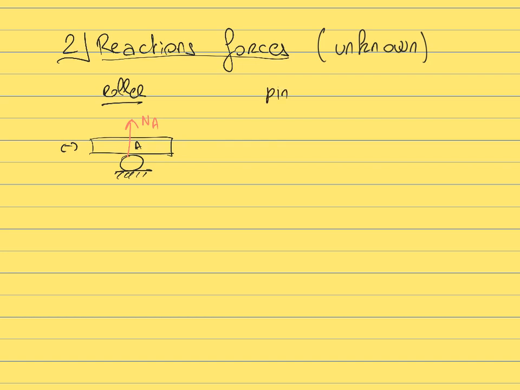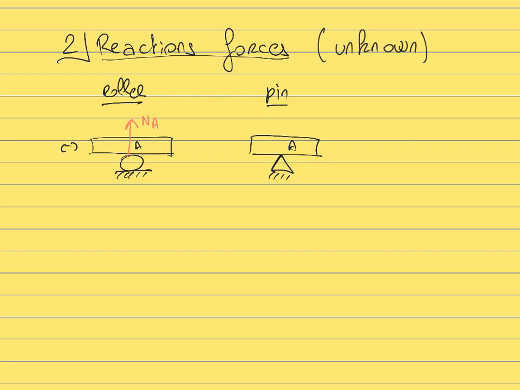The other type of support that we are going to consider is the case of a pin. In this case, the pin is going to be represented like this. The difference between the roller and the pin is that the pin prevents not only the vertical motion of the body, but also the horizontal motion of the body. The body is now not free to move horizontally. It remains attached to the pin and cannot move towards the left or towards the right. But like the roller, the body is still free to rotate about the point A.